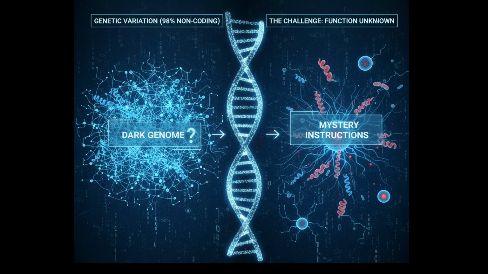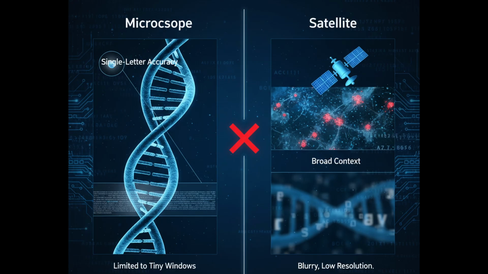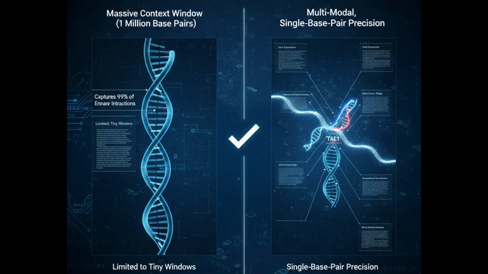Until now, AI models faced a fundamental trade off. They were either microscopes, accurate at a single letter level but limited to tiny windows, or satellites, which see a broader context but at a blurry, low resolution. AlphaGenome breaks this trade off. It analyzes 1 million base pairs at once, a context length that captures 99% of all known enhancer gene interactions.